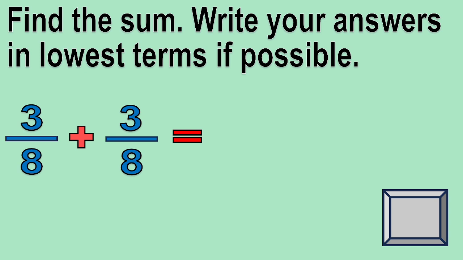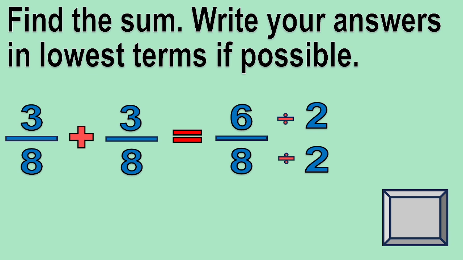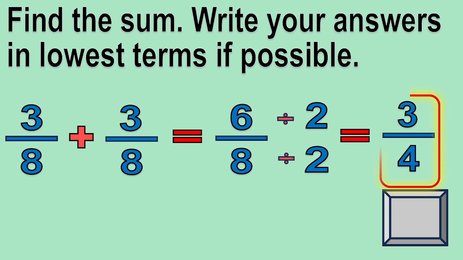Another, 3/8 plus 3/8. Time's up. The answer is 6/8. Now, let's convert our answer into its lowest term. Let's divide both numerator and denominator by the GCF. So, the greatest common factor is 2. So, 6 divided by 2 is 3. And 8 divided by 2 is 4. So, the answer is 3/4.